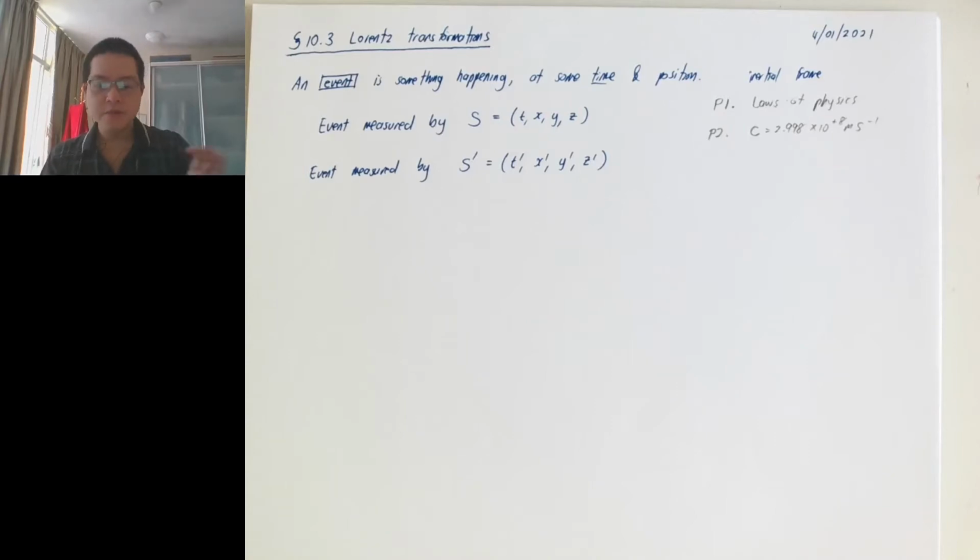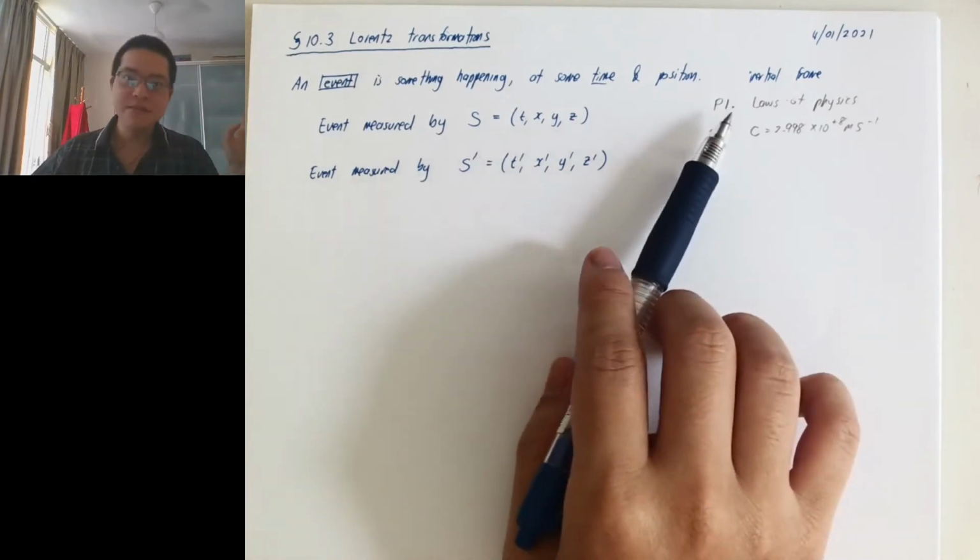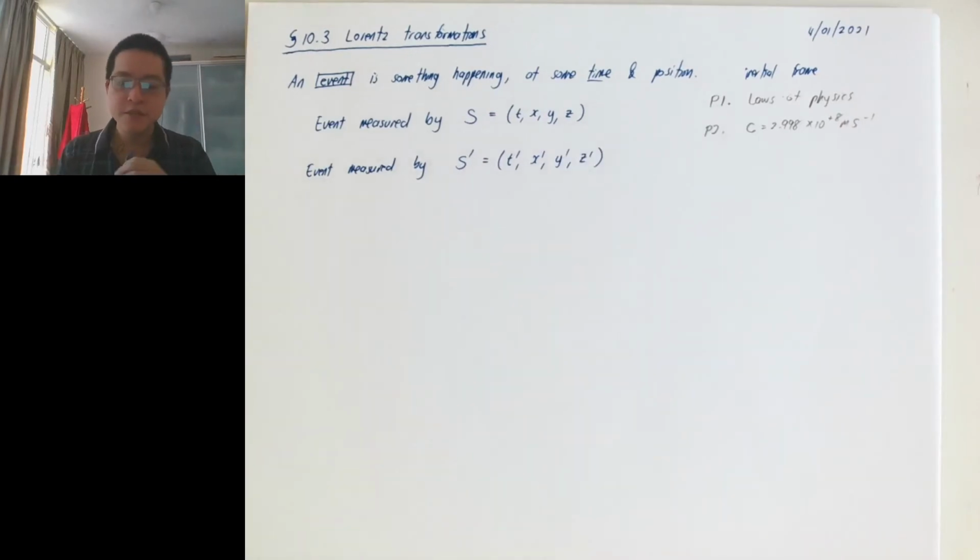Let us proceed on to discuss the consequences of postulate 2. And postulate 1 is implicit here because we are using the same equations, all these things. So this is section 10.3, Lorentz transformation.